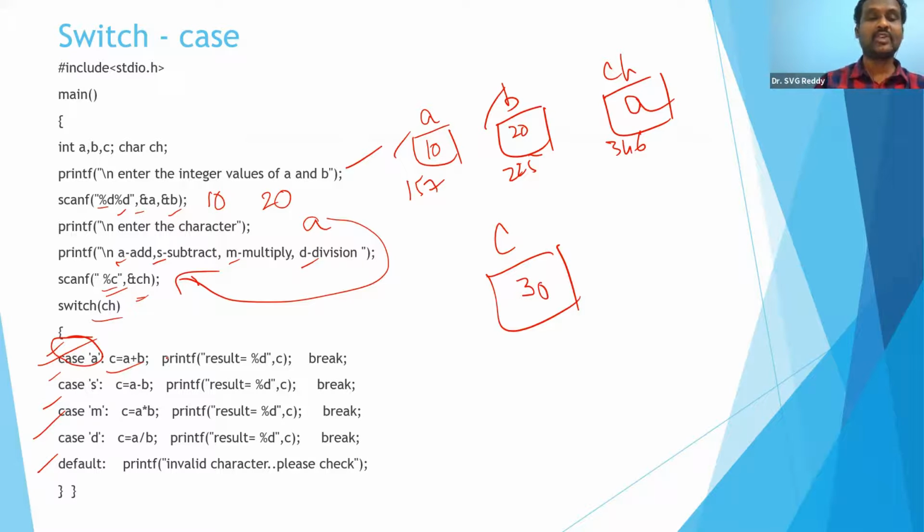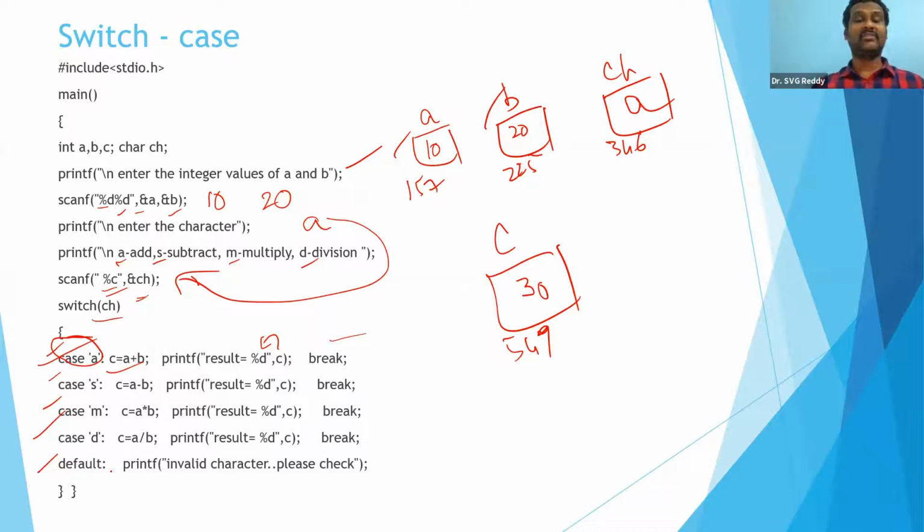And then printf result is equal to percentage D comma C. C is what? 30. 30 is given to this percentage D. Result is equal to 30. It prints on the monitor and breaks the switch case. So after the switch case, it breaks everything and just comes out of the program by just printing. Yes, result is equal to 30.